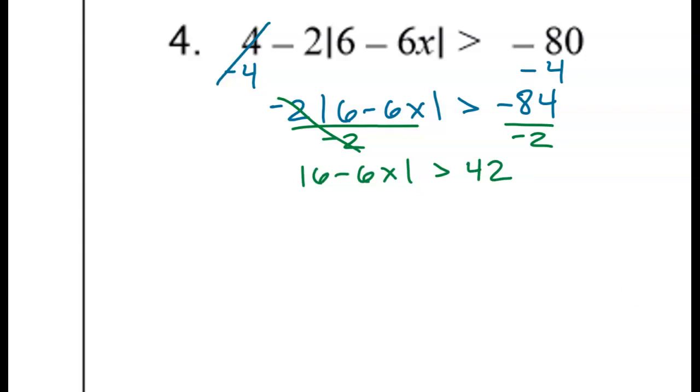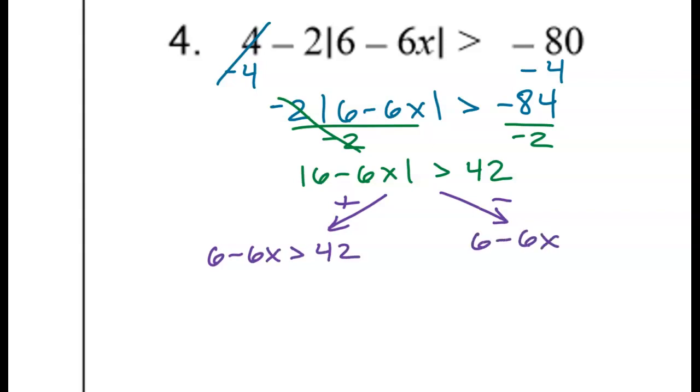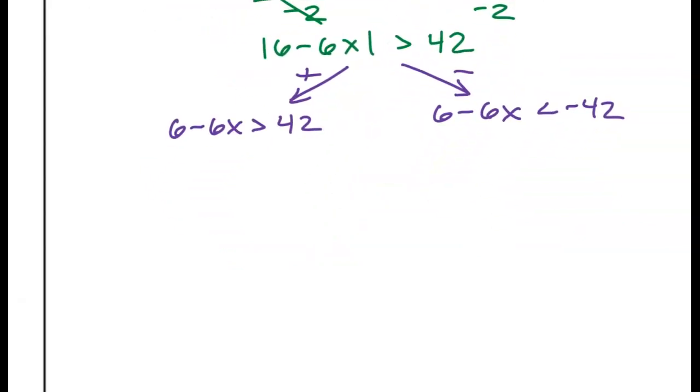So now I have my absolute value all by itself on one side. Now to solve, I need to split between the positive and negative. So I'm going to have 6 minus 6x is greater than a positive 42, and 6 minus 6x, we flip the sign, is less than a negative 42. And I need to solve both of these for x.